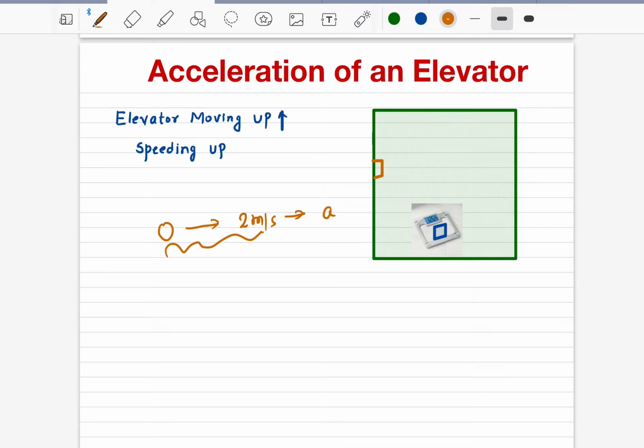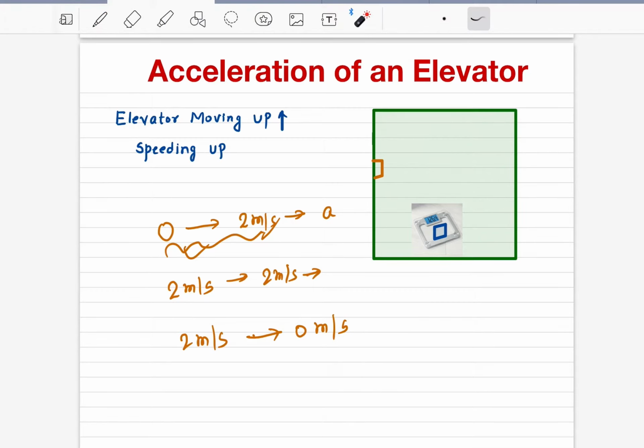So now let's say the elevator moves from 0 meters per second to 2 meters per second, and then it maintains its constant velocity of 2 meters per second for a certain time. When it is about to reach the top floor, it has to slow down, otherwise how would it stop? So it will go from 2 meters per second to 0 meters per second. All right, you see how the elevator changes its speed. First it starts from rest and then increases the velocity to 2 meters per second.